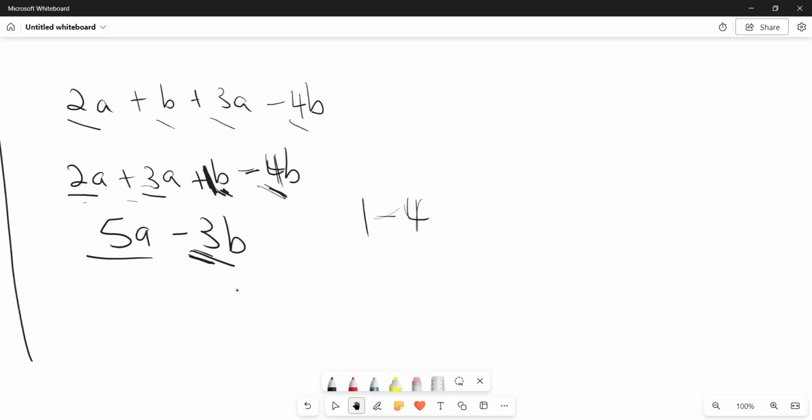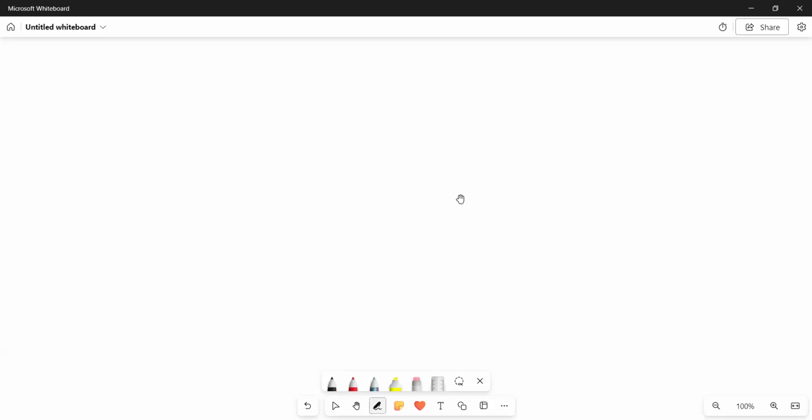Let's do another division. So we got 4x squared y cubed divided by 2x y squared. Look at that. Some people can watch this and tell the answer, right? But if you can't watch it, you might have to write it out like this.